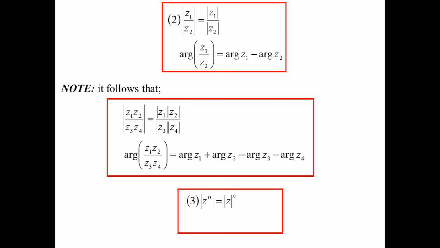Which then brings up a really important one, which we'll see in more detail later. If I'm raising a complex number to the power of n, then for the complex number z to the power of n, the modulus of that, I'll just find the modulus of z and raise that to the power of n. But when it comes to the argument, I'll just go n arg z.